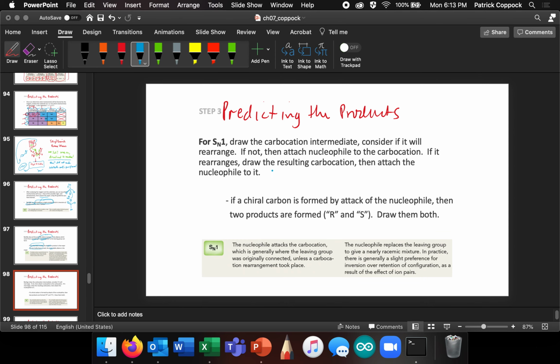All right, so for SN1, we draw the carbocation intermediate first, because the leaving group leaves on its own. Then you consider if a rearrangement is favorable. If a rearrangement is not favorable, then you just tack on the nucleophile to the carbocation, right? You should draw the mechanism out every time you do this. It'll really settle in your head better if you do. If it rearranges, you draw the resulting carbocation, and then you put the nucleophile on that carbocation. All right, if a chiral carbon is formed by attack of the nucleophile, then you get two products. Now, I said in a previous conversation, the inversion of configuration is the more common, but they're both prevalent, right? So you have to draw both the R and S.